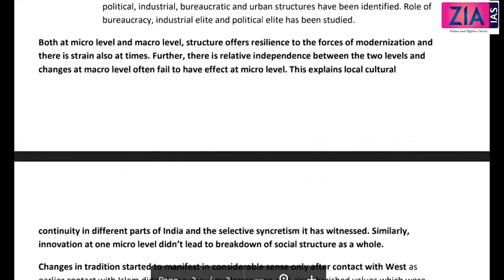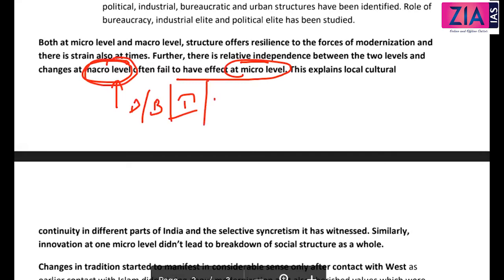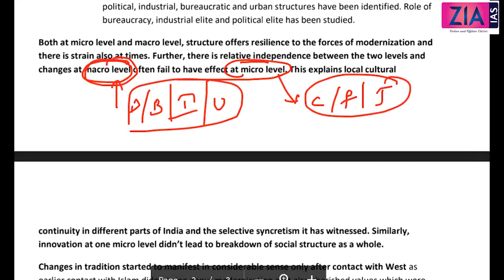What they're saying is, at the macro level, some changes have happened, but it did not affect the micro level. So what happened is, even though there is modernization at the macro level, in terms of democracy, bureaucracy, industrialization, urbanization, etc., at the micro level, caste, family, jajmani system, etc., are still continuing. I hope you understood.